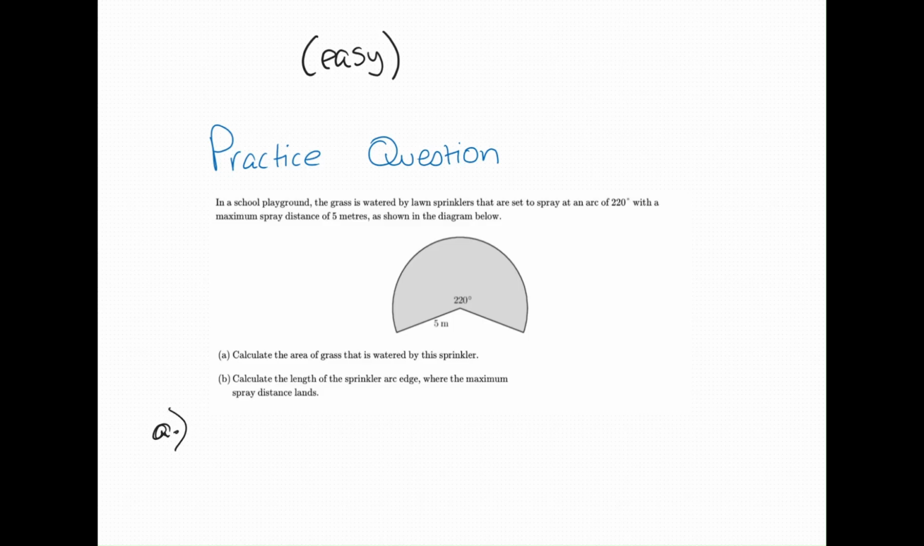It's similar to what we just worked out. As you can see, this is a sector of a circle, so these two sides will both be equal. This will be 5 meters as well. To work out the area, it would be 220 over 360 times pi times 5 squared. That's what you have to do for the first part, and that'll give you 47.9, which you can round to 3 significant figures, which would be 48.0.